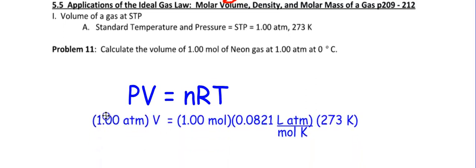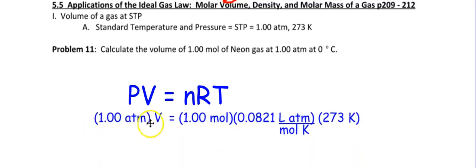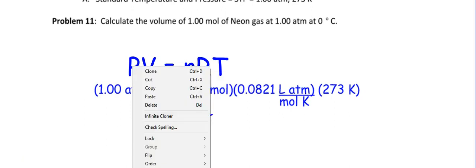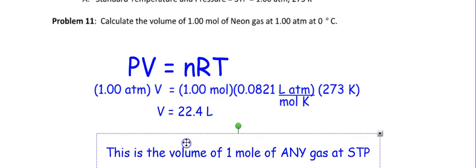Well, here's what I got. So 1 atm times V equals 1 times 0.0821 times 273. So if you multiply 1 times 0.0821 times 273 divided by 1, look what you get. 22.4. Does that number sound familiar? That is the volume of 1 mole of gas at STP. That is a big deal. All right. So this is the volume of 1 mole of any gas at STP. Okay. And you've probably seen that before, haven't you?